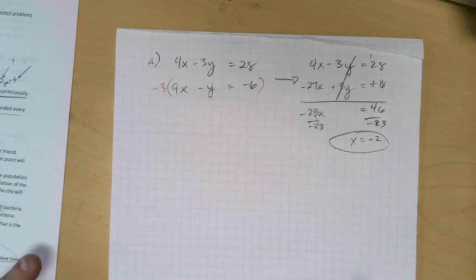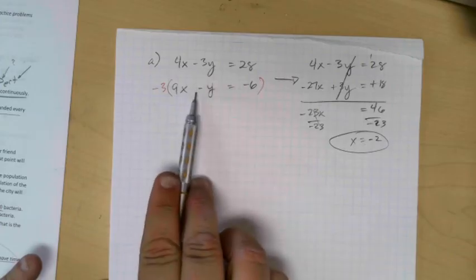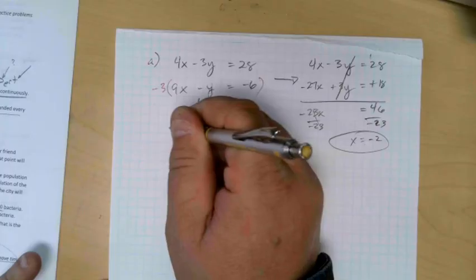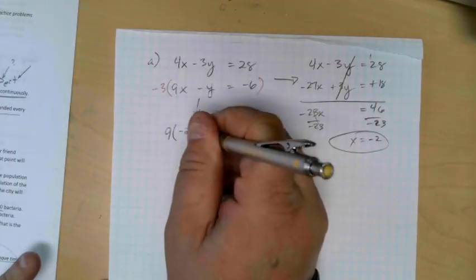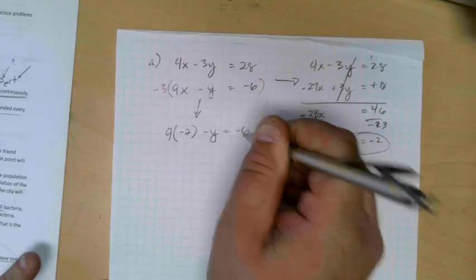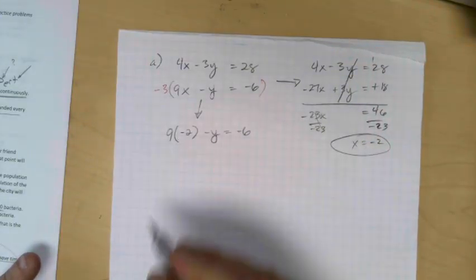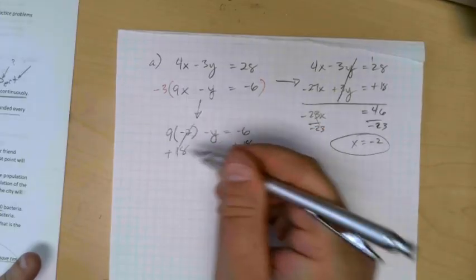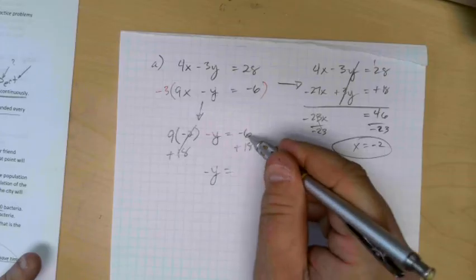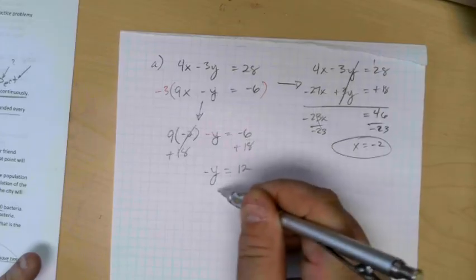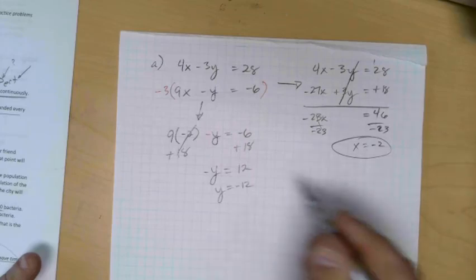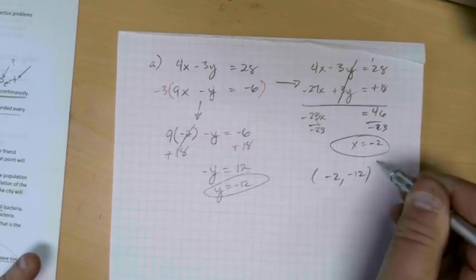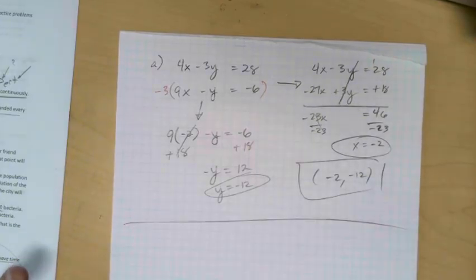To find the y value, I just need to put that into one of these. I'm going to put it into this equation. So I'll go 9 times x, and x is negative 2, minus y equals negative 6. 9 times negative 2 is negative 18. So if I add 18 to each side, negative 18 plus 18, that's gone. And I get negative y equals negative 6 plus 18 is 12. And so y is equal to negative 12. So there's my solution. I could write it as a point, negative 2, negative 12, but I don't need to. Okay? Let's look at another one quick.